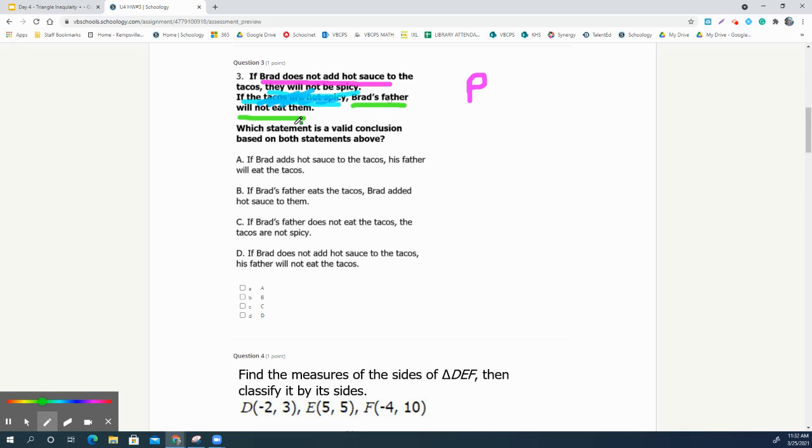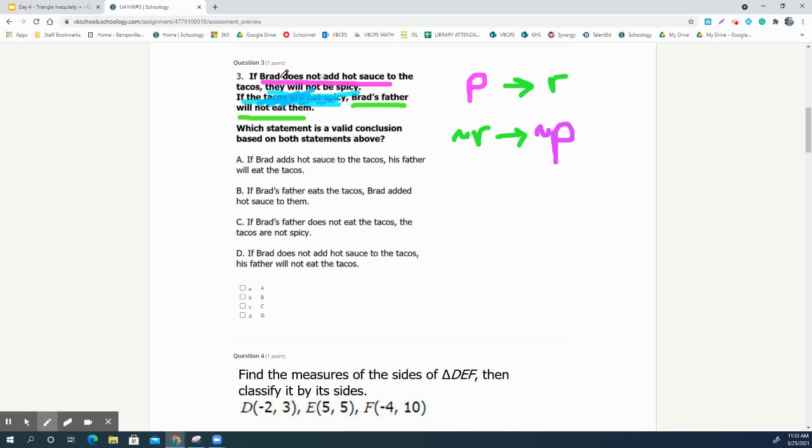And I've got Brad's father does not eat them. So this is P, Q, Q, R. So if I get rid of that blue stuff, the P comes down for the hypothesis, the green comes down for the conclusion, I've got P and R. The tricky thing is here, you can also do the contrapositive. So I can switch the order and negate them, okay? So there are two choices that are correct.